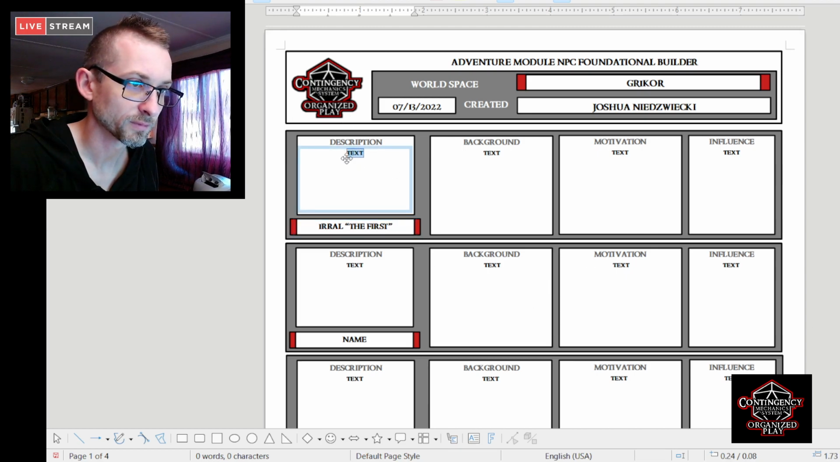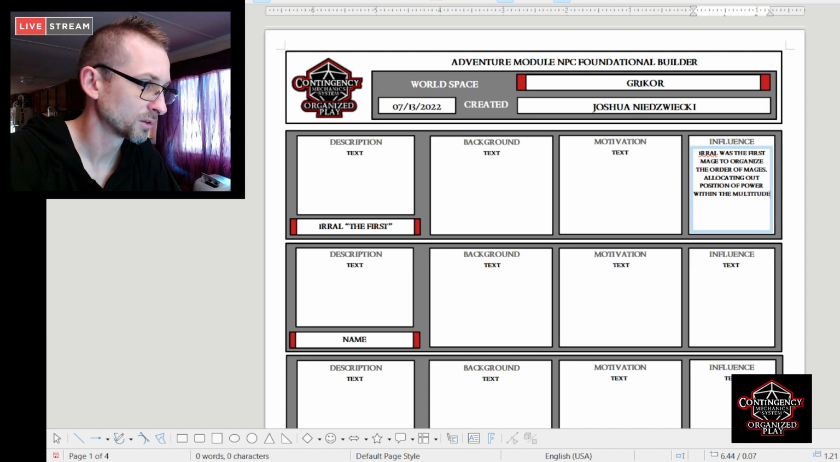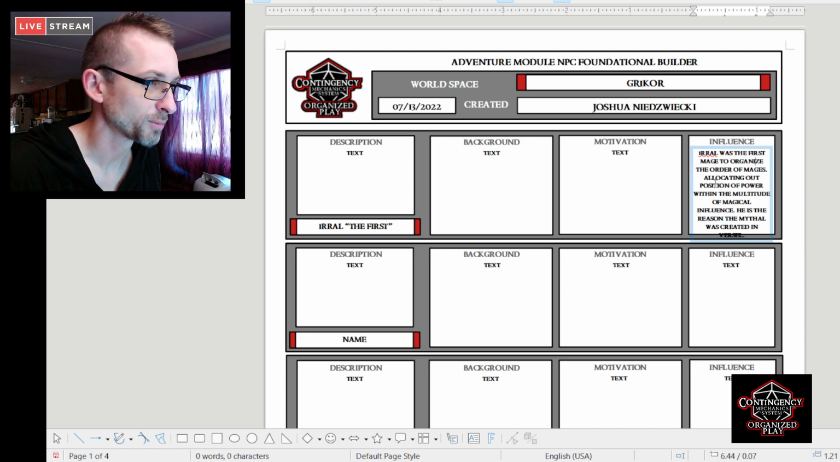And we have a description to deal with. We have a background, motivation, and their influence. Well, we know what their influence was. Iral was the first mage to organize the Order of Mages, allocating out positions of power within the multitude. Magical. Yeah. So he was the first mage to organize the Order of Mages.